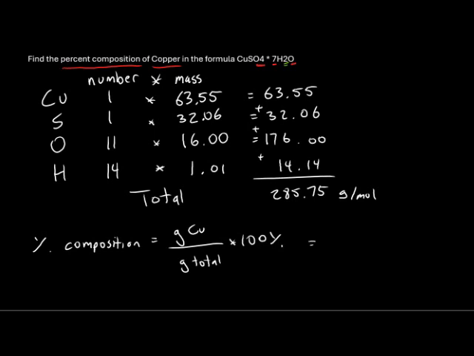Therefore, our grams of copper come from the first row, 63.55, and we'll place that on top of the fraction. We'll divide that by our total that we found, 285.75, and multiply the whole thing by 100. And we'll get 22.24% composition of copper.